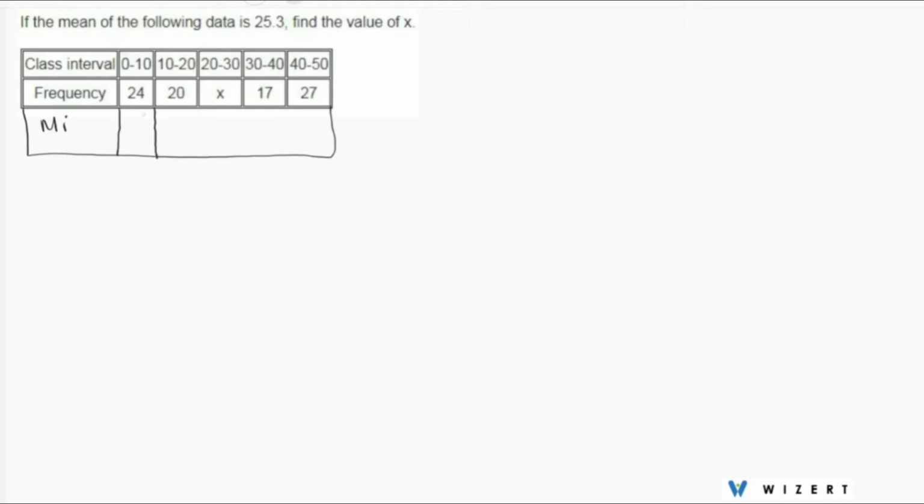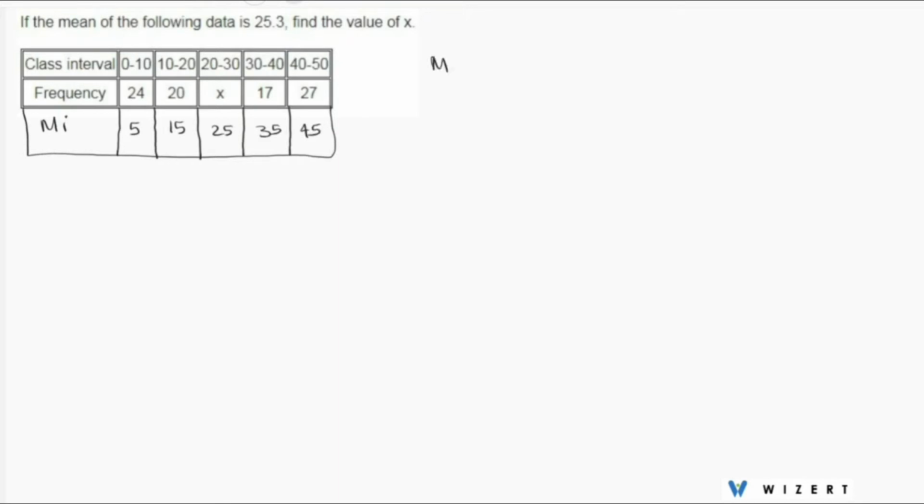For the first class it is (10 plus 0) by 2, which is 5. For the second class, (10 plus 20) by 2, which is 15. For the third it is 25. For the fourth it is 35. And for the last it is 45. So these are the class marks.